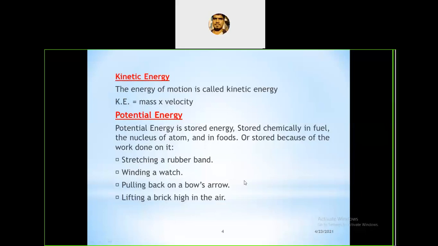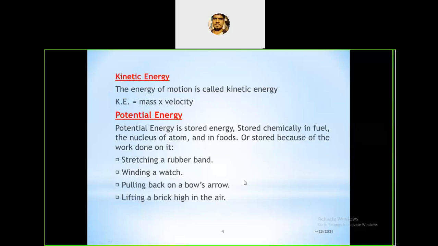Second, potential energy. Potential energy means it is stored energy. The best example is water stored in a dam. In the dam, the energy is in the form of potential energy. Then from the dam to the turbines, the water slowly moves through the pipelines. That is kinetic energy. In that, kinetic energy is converted into electric energy.